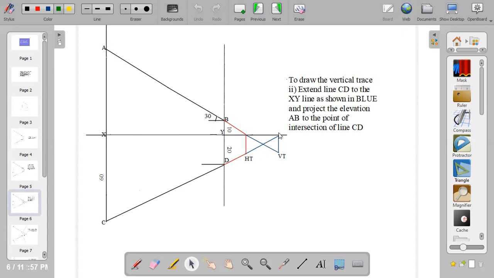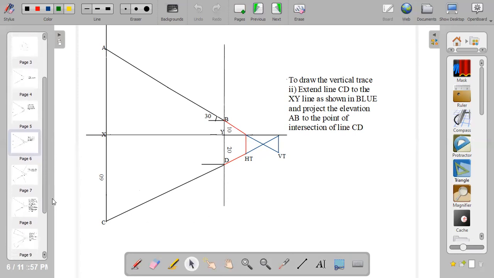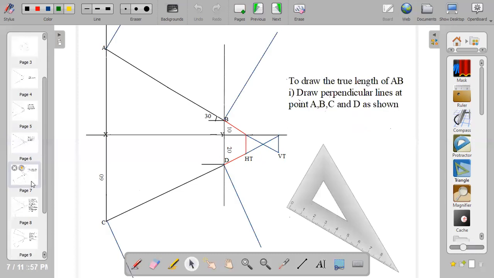CD to the XY line. Once you get to the XY line, drop a perpendicular at this point. Then you trace AB to intersect at that perpendicular. That gives you the vertical trace, which is known as the VT.